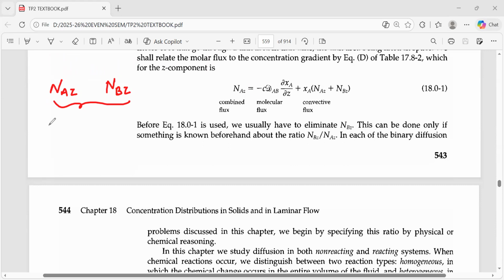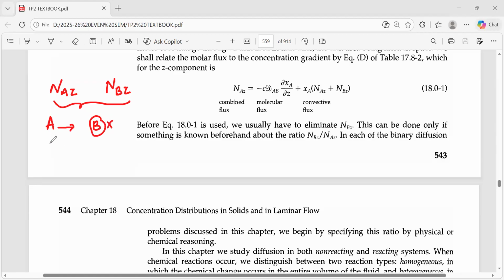Suppose I say equimolar counter diffusion. So we write NBZ is equal to minus NAZ. Equimolar counter diffusion means that one is coming in the left to right direction, and one is coming in the right to left direction. It should be very carefully written. And suppose I say only one component A is diffusing and B is not diffusing.